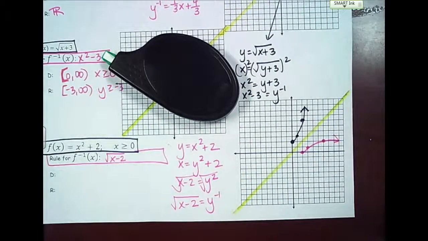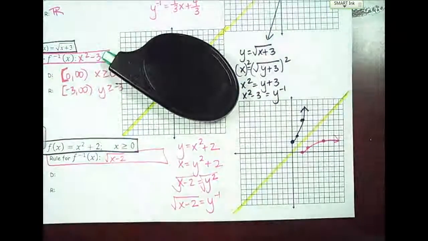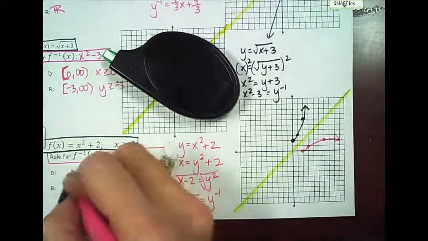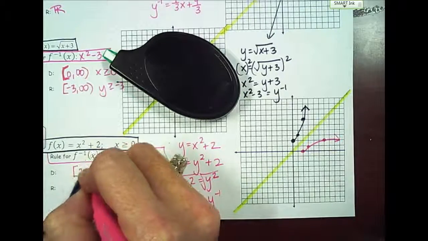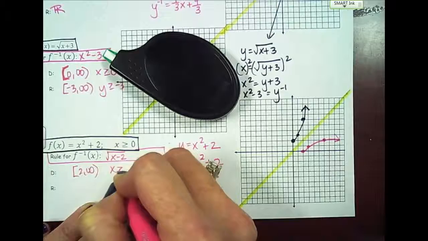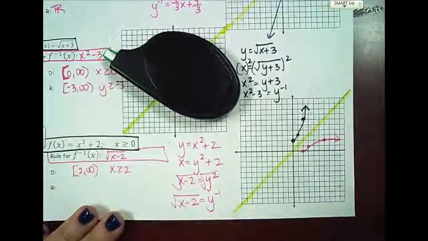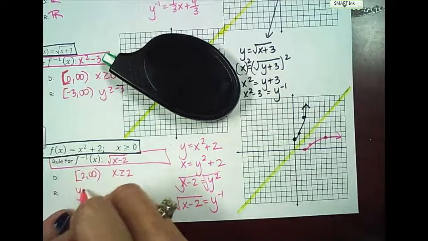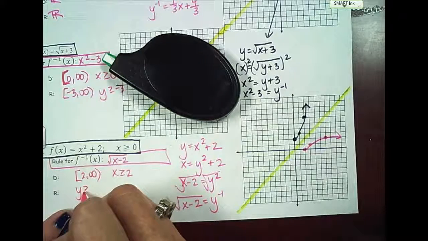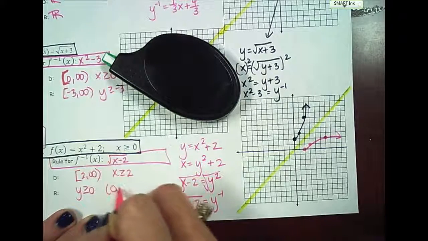You're almost finished with the notes. Write me the domain and range. Domain would be from 2 to infinity, or if you wrote x is greater than or equal to 2. The range, y is greater than or equal to 0, or from 0 to infinity, either way.